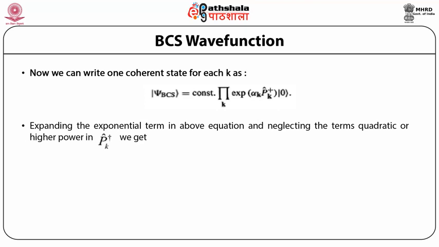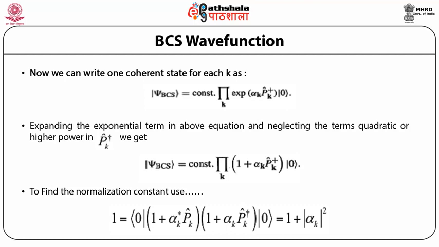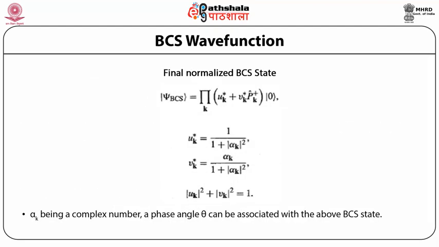Expanding the exponential term in the above equation and neglecting the terms quadratic or higher power in pk dagger, we get the following result: the BCS wave function is equal to a constant multiplied by the product over k of (1 plus alpha k pk dagger), multiplied by the vacuum state. To find the normalization constant, one can use the following expression: 1 is equal to 1 plus mod of alpha k squared. So the final normalized BCS state is then the product over k of (uk star plus vk star pk dagger), multiplied by the vacuum state.